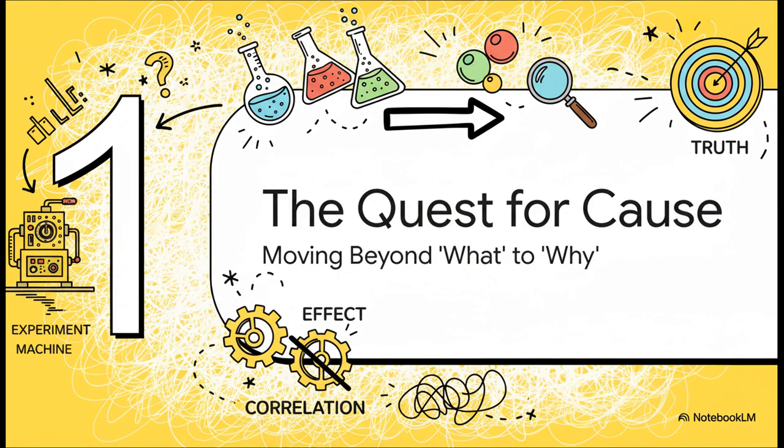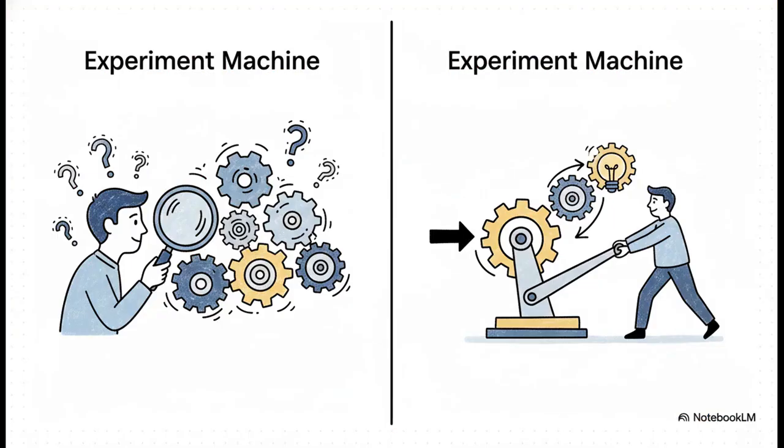Okay, first up, the quest for cause. We're moving beyond just seeing what happens to understanding why it happens. You know, it's so easy to see two things happening around the same time and just assume one causes the other. But to find the real why, well, you need a very special kind of tool. And that brings us to this key difference.